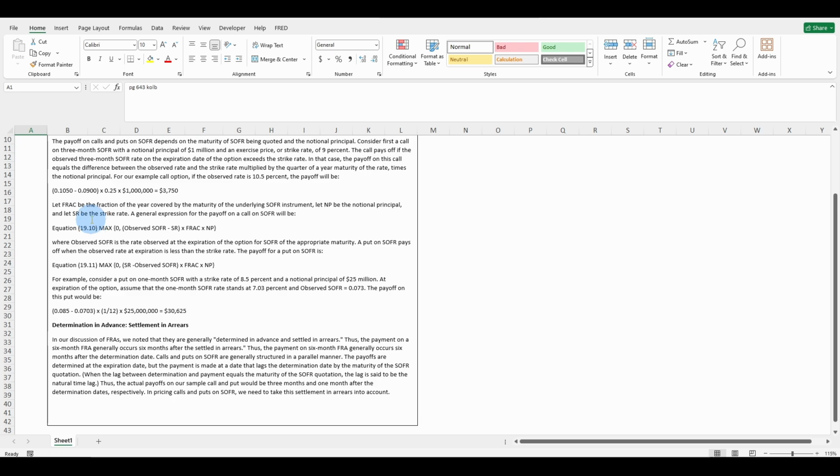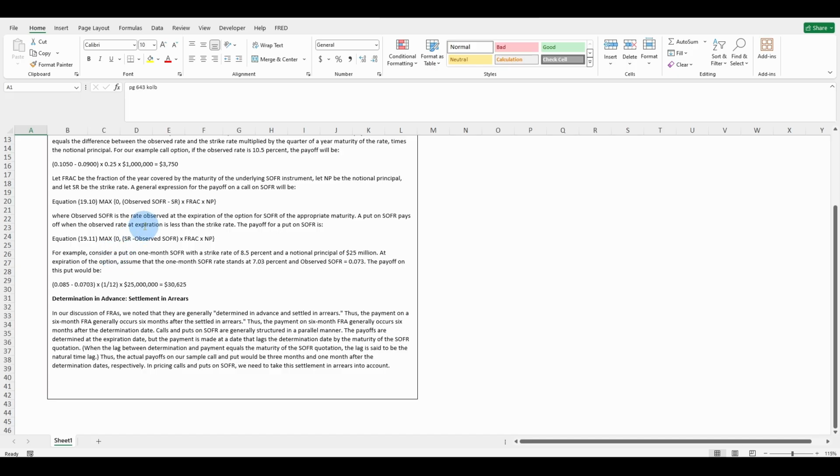Let frac be the fraction of the year covered by the maturity of the underlying SOFR instrument. Let NOP be the notional principal and let strike be the strike rate. The general expression for the payoff on a call on SOFR, equation 19.10, is max(0, observed SOFR minus strike) times frac times NOP. I think we just did this. Observed SOFR is the rate observed at the expiration of the option for SOFR at the appropriate maturity.